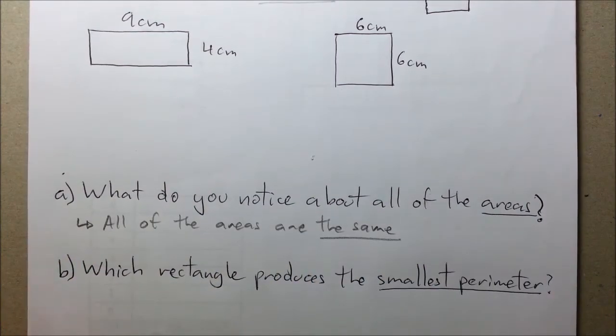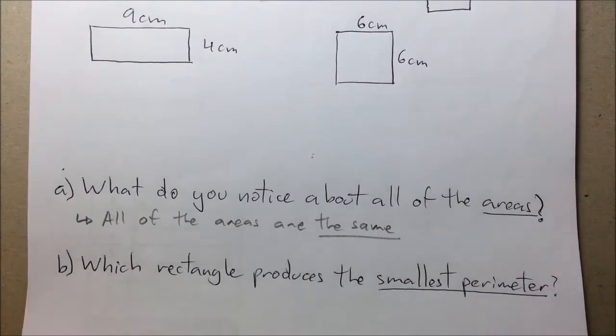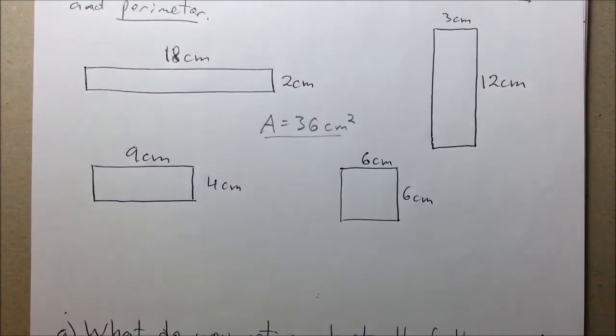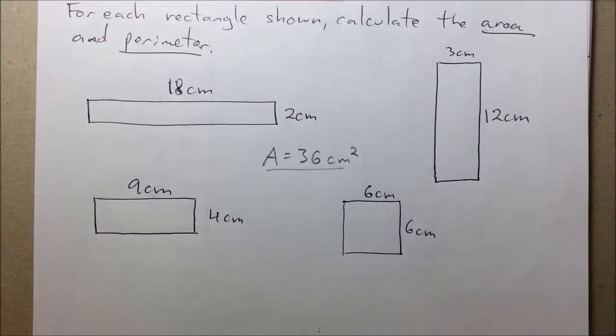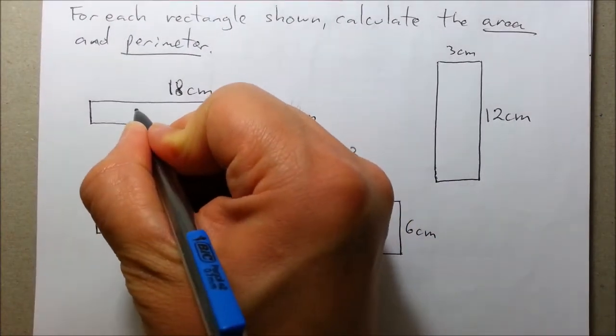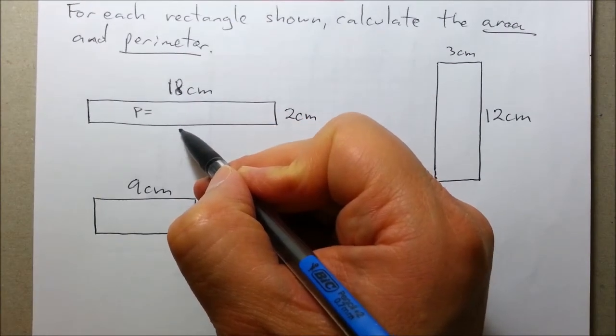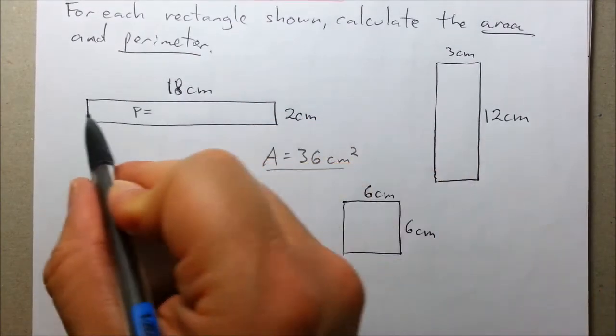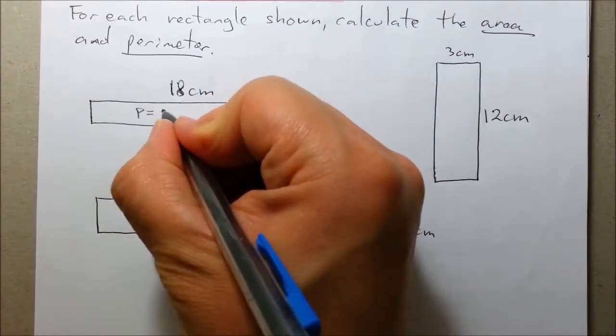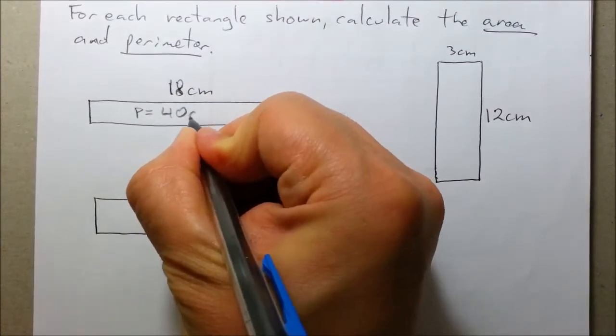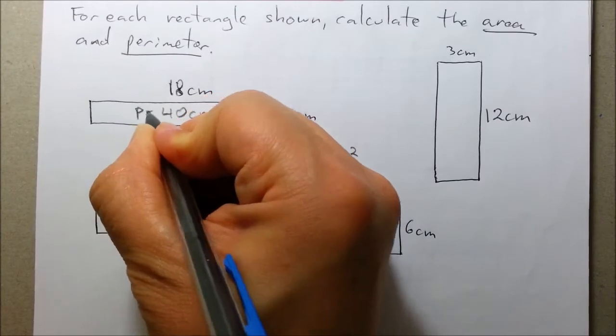But they also asked us to find out the perimeter for all of these. Let's find out the minimum perimeter. Which one has the shortest perimeter? So let's calculate the perimeter here. So here we have 18 plus 18, that's 36, plus another 2, 38, plus another 2, so this is 40 centimeters. So let's write P equals 40 centimeters. Hope you guys can see that P.